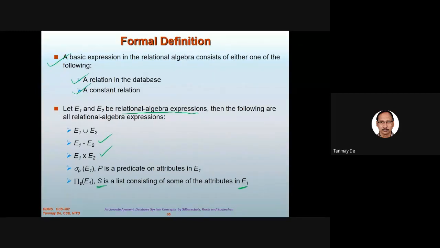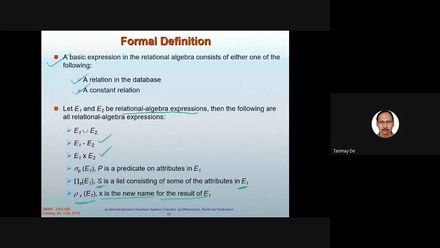And the last one is the renaming operation. Here, this performs the renaming of E1 to the new name X. That is, X is the new name for the result of E1. Okay. So this is the formal definition of relational algebra.